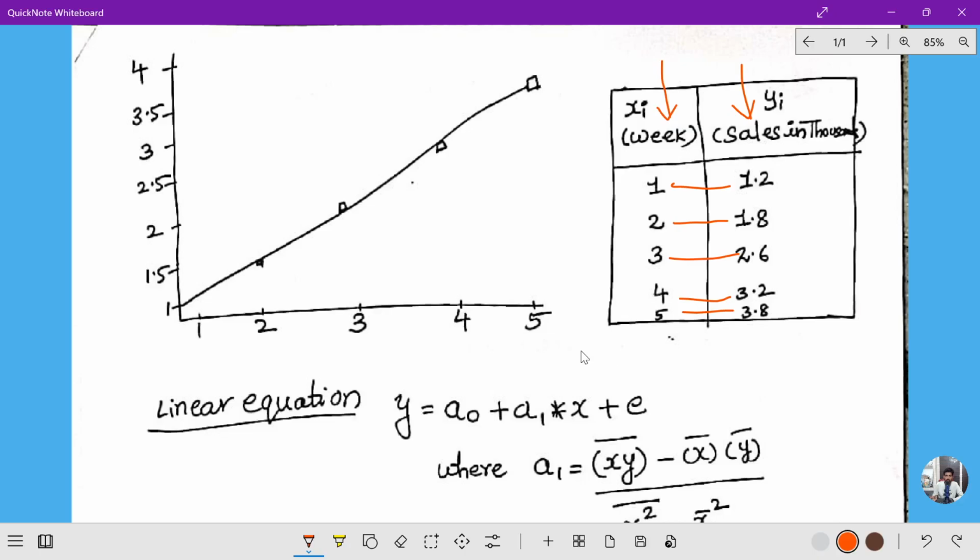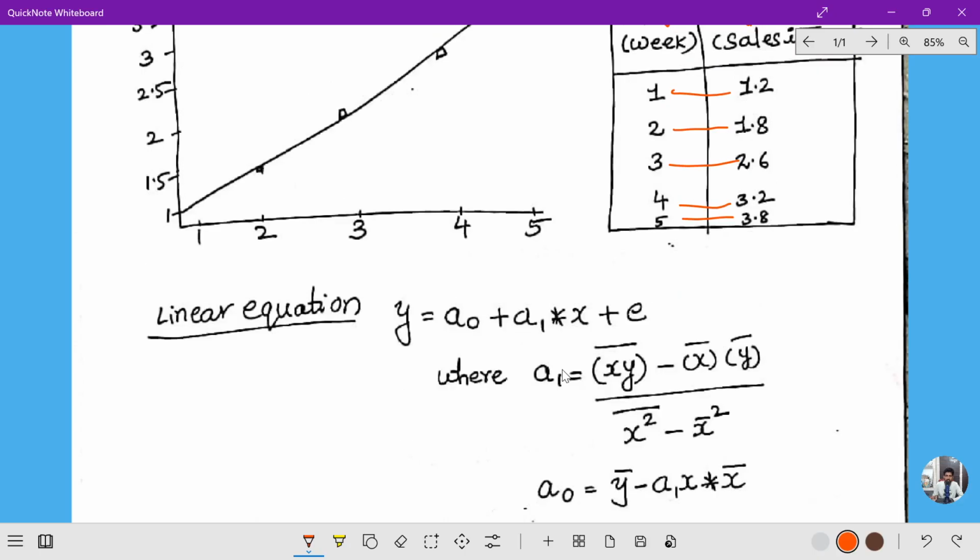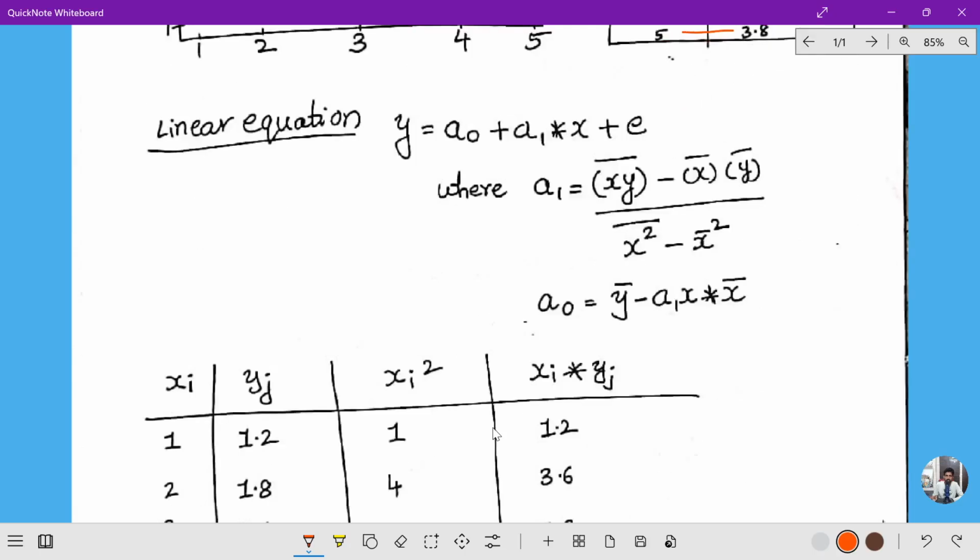Now we are going to find the simple linear equation. To find this equation, we use the expression y = a0 + a1x + e. Here the value of a1 is (xy bar minus x bar y bar) divided by (x square bar minus x bar square). This is called a1, and this is called a0.